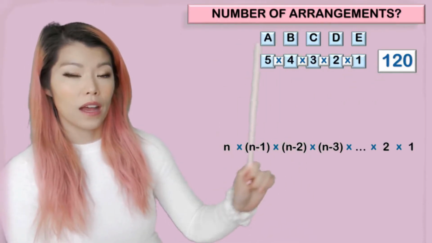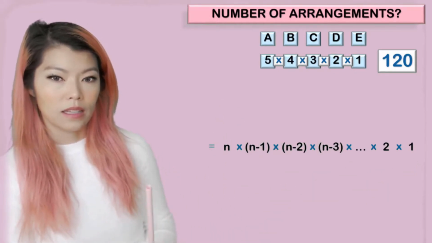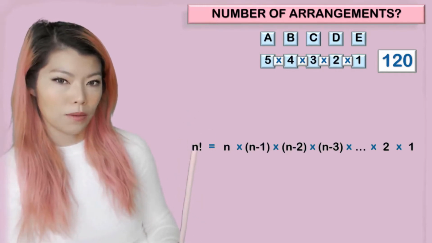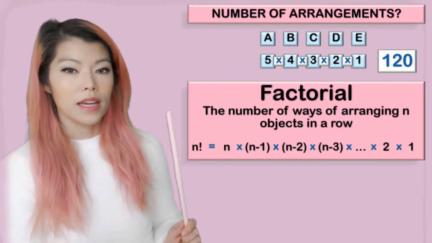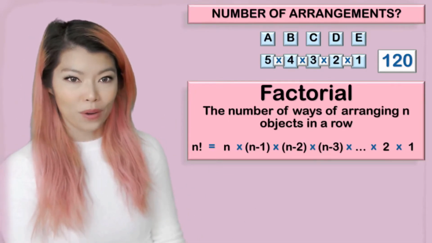And we have a symbol in mathematics to represent this pattern. The symbol is N factorial, and it's represented by the exclamation mark. So this is N factorial. Factorial is the number of ways of arranging objects in a row.